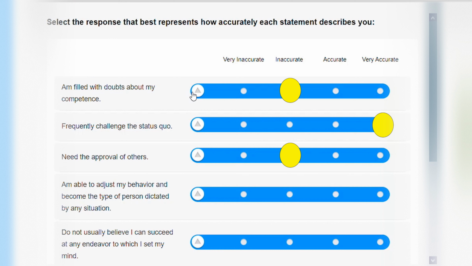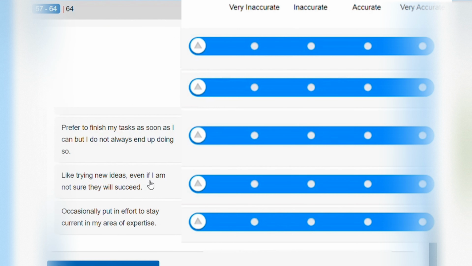I'm able to adjust my behavior and become the type of person dictated by any situation. Accurate, shows you're flexible. Do not usually believe I can succeed at an endeavor to which I set my mind. Very inaccurate, you always have that belief that you can succeed. Prefer to finish my task as soon as I can, but I do not always end up doing so. Inaccurate, the second part of the statement is kind of negative, hence avoid the extreme. But inaccurate. Like trying new ideas even if I'm not sure they will succeed. Accurate or very accurate. Occasionally put an effort to stay current in my area of expertise. Accurate or very accurate. That's the end of the fourth section.